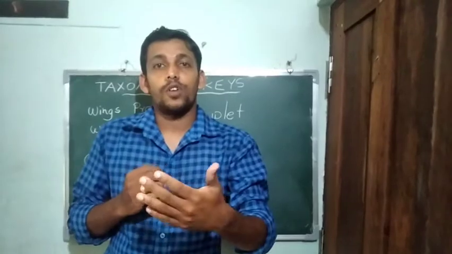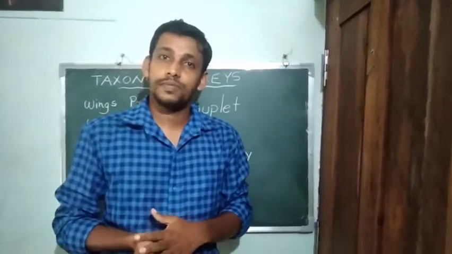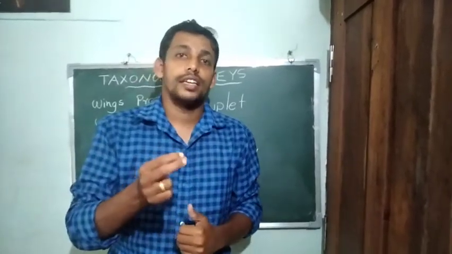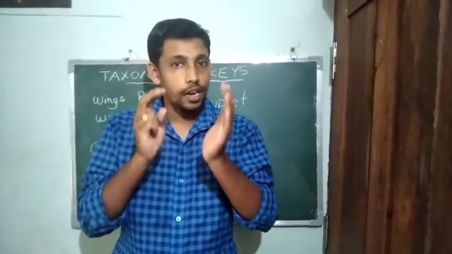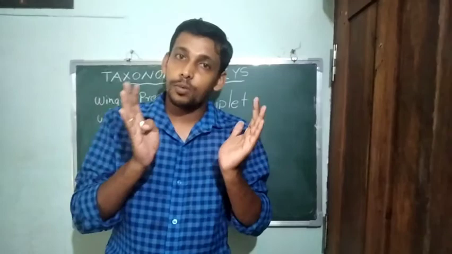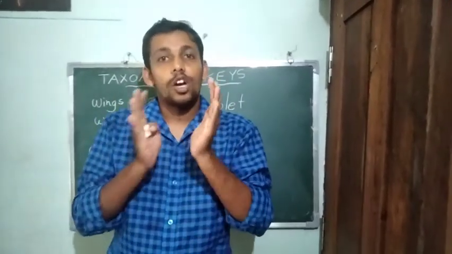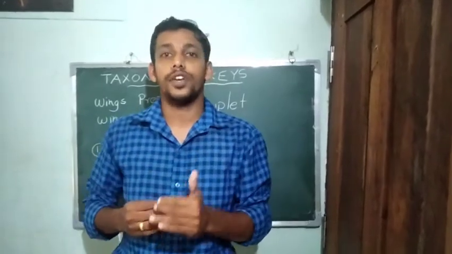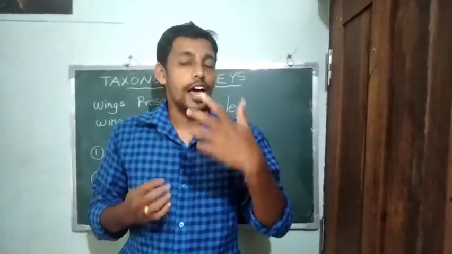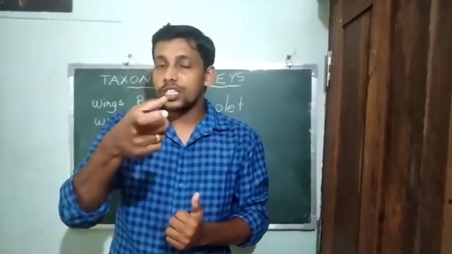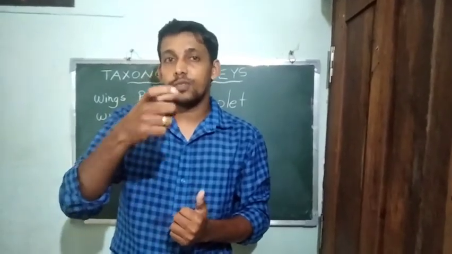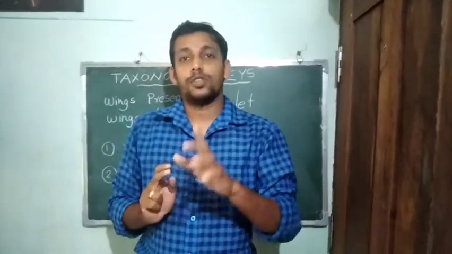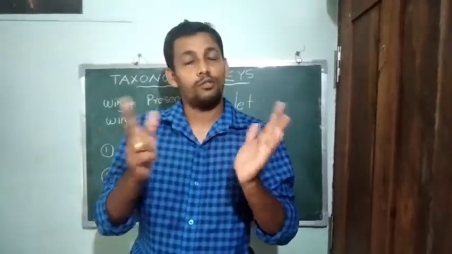It is a series of contrasting statements that is used in the identification of plants and animals. A taxonomic key is a series of contrasting statements that are helpful in the identification of plants and animals. From these contrasting characters or statements, we will accept only one. The other one is rejected.